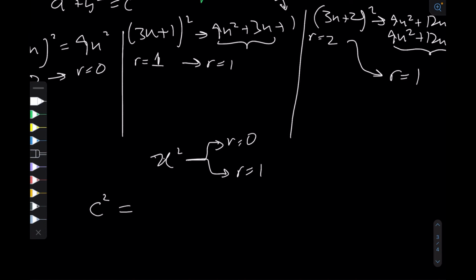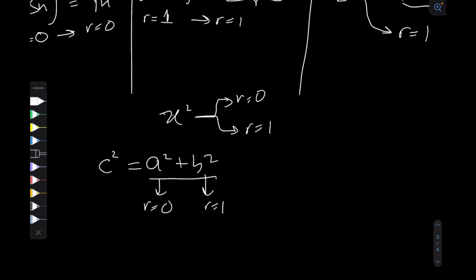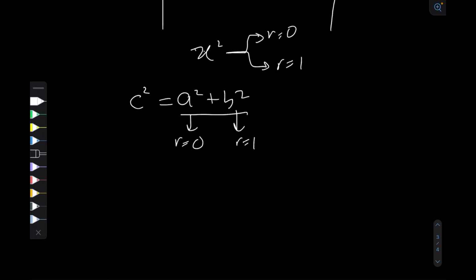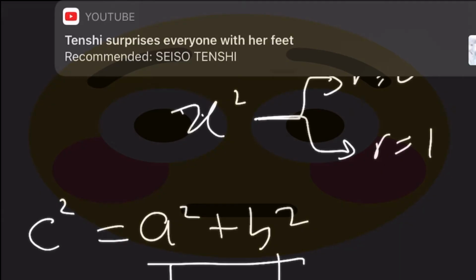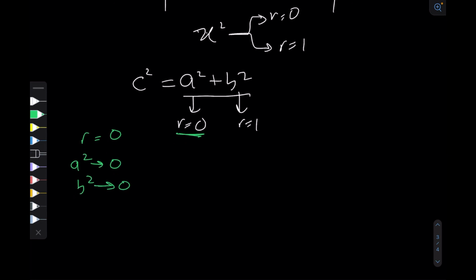and we know that c squared is a squared plus b squared. So a squared plus b squared will give a remainder of 0 or a remainder of 1. Now, the case of remainder of 0 is pretty easy. c squared will only give a remainder of 0 when both a squared gives a remainder of 0 and b squared gives a remainder of 0. So if both a and b are multiples of 3, then c squared will also be a multiple of 3.